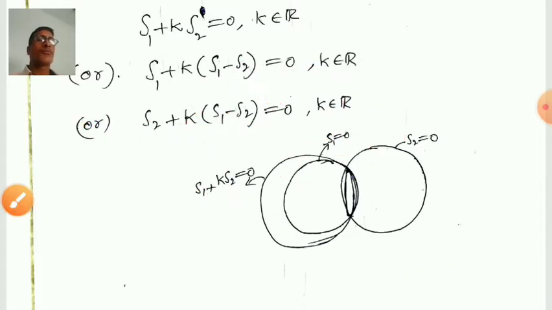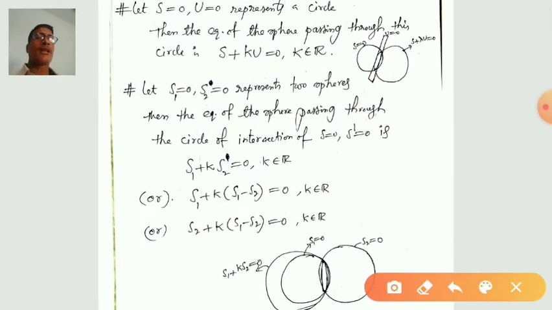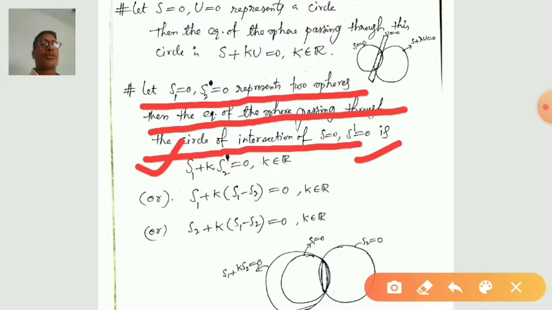So, I am repeating once again. Whenever S1 = 0 and S2 = 0 represent two spheres, then the equation of the sphere passing through the circle of intersection of these two spheres can be written as S1 + kS2 = 0, or S1 + k(S1 - S2) = 0, or S2 + k(S1 - S2) = 0.